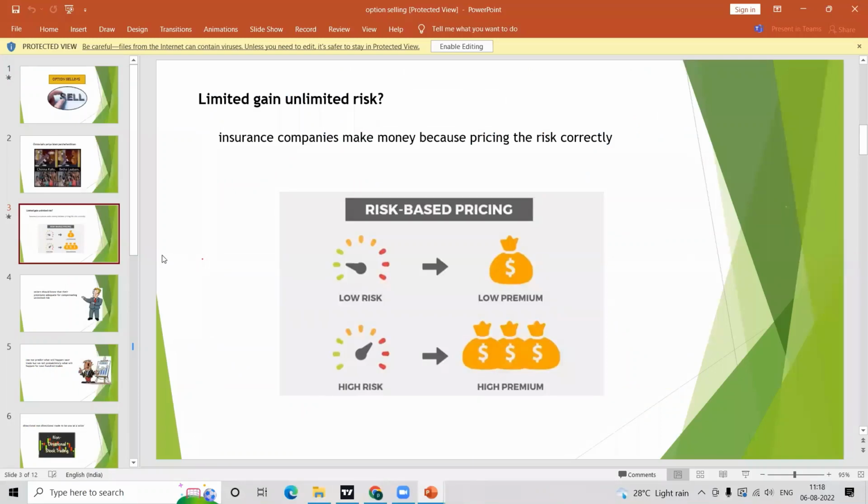Before option selling, I will show a glimpse of the insurance business. Everyone is insured, for our bikes and for ourselves. How do insurance companies make money? They are taking the risk, because if we insure our vehicle, there is an accidental risk. If any damage occurs, the insurance company will pay the amount.